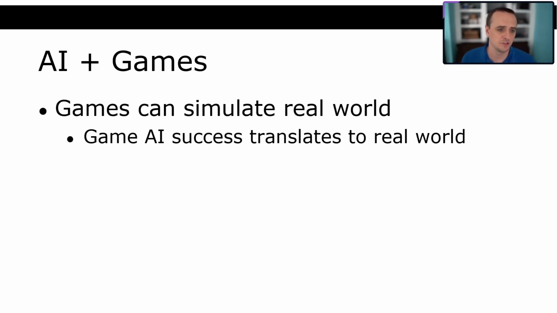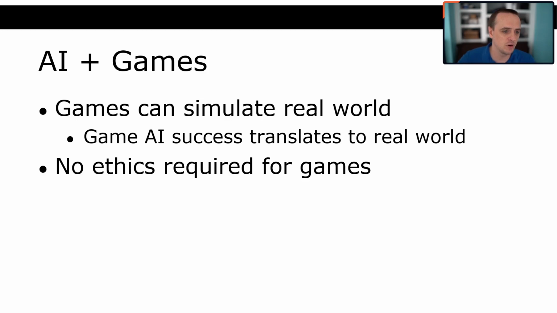So AI in games. Games can simulate the real world, and so game AI success can translate into real world success. Another really important thing for research purposes is that no ethics are required for games. If you're not familiar with academic research, if you do any sort of research that has to do with the real world or animals or the environment or people, you've got to go through a review process that could take months or years.